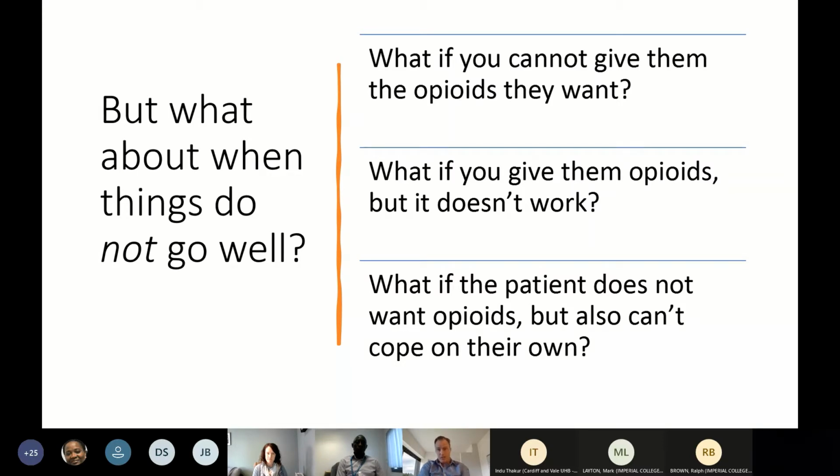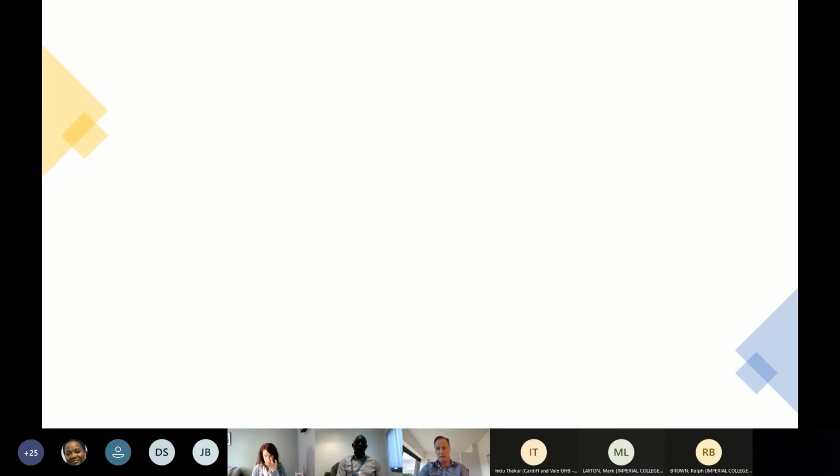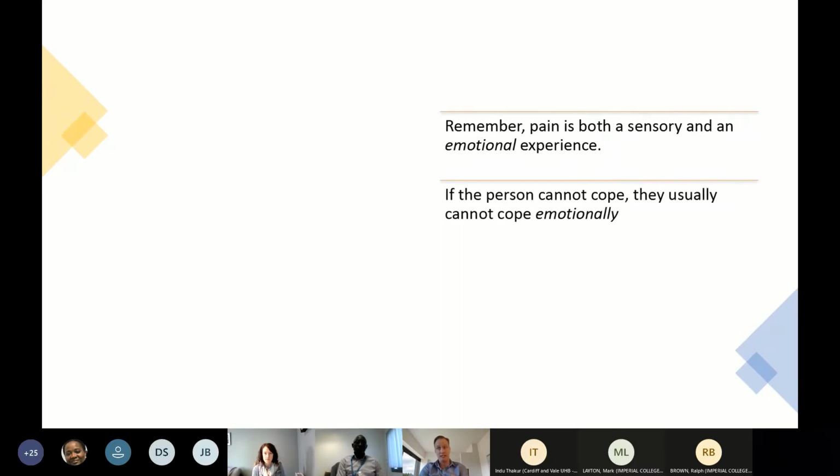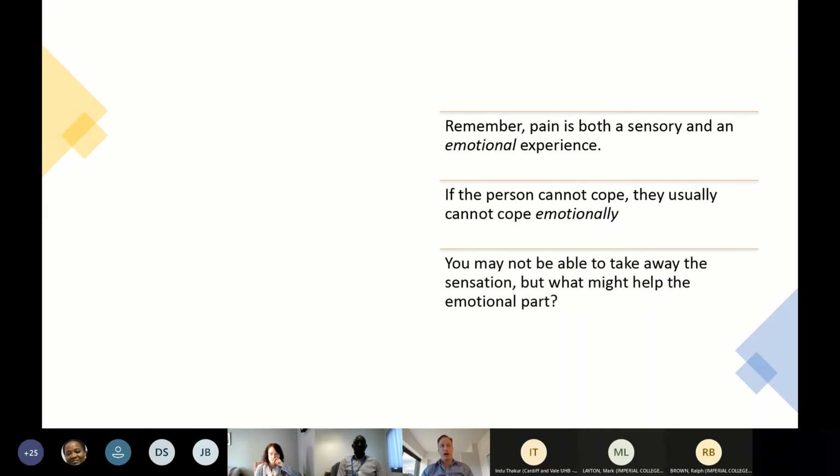So just like Kofi was saying, pain is both a sensory and an emotional experience. There's the sensation of pain, but it really is an emotional, unpleasant experience to have pain. If a person is saying they can't cope, we think about coping as behavioral, but they may not be able to emotionally cope either. And as a doctor or a nurse, you may not be able to take the pain sensation away, but maybe we can do something to help the emotional part. And so what I'm wondering is, what do you do either in your clinical practice right now, or what do you do, even when you have people in your life who are experiencing pain? What do you do to help them?